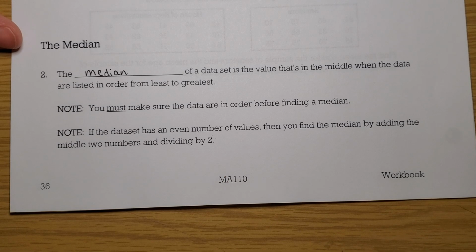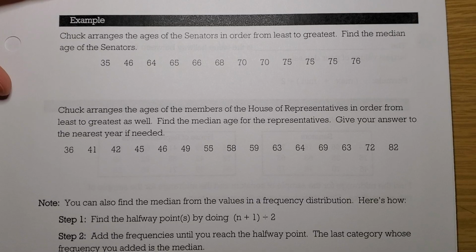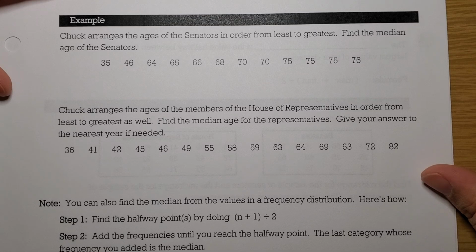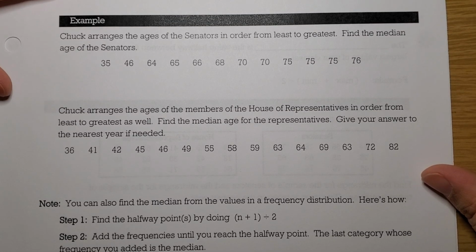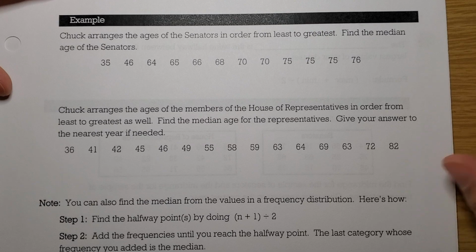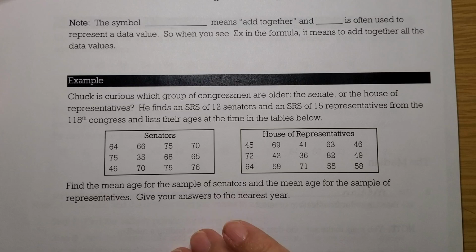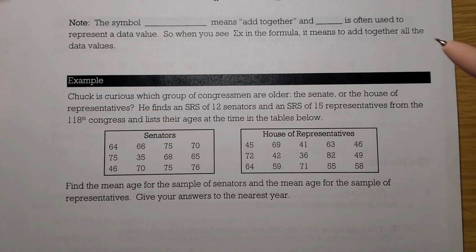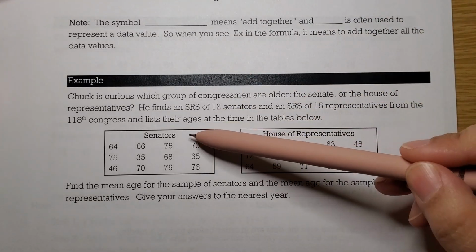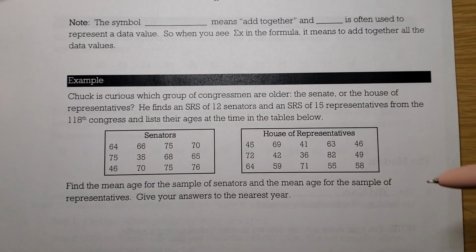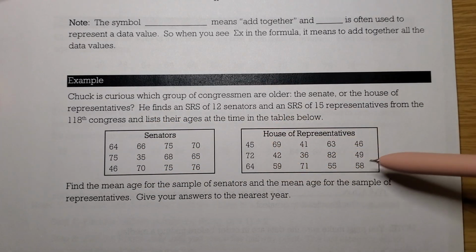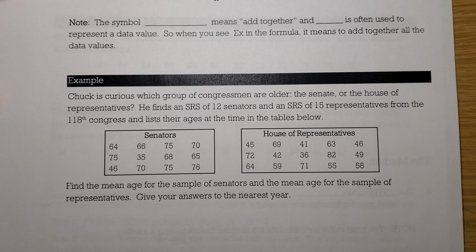We're going to do one example with an even number of numbers and one with an odd number of numbers, so you can see what that looks like. For these examples, we're using the same data sets that we used when we were looking for the mean. As a refresher, Chuck is looking at a simple random sample of 12 senators and a simple random sample of 15 members from the House of Representatives. We're going to find the median of these two data sets.